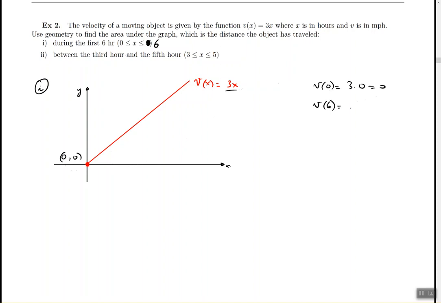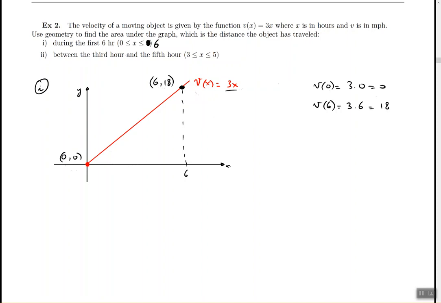How fast am I going there? Well, again, I plug in the 6 into the formula, and I get 18. So when time is 6, the y coordinate is going to be basically some sort of a number, and in this case, the number is 18. So that's the end right there, 6, 18.